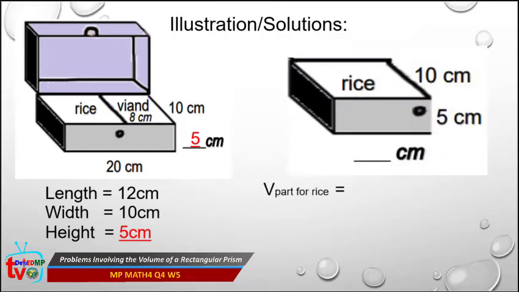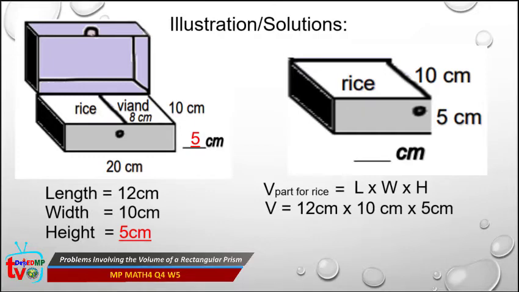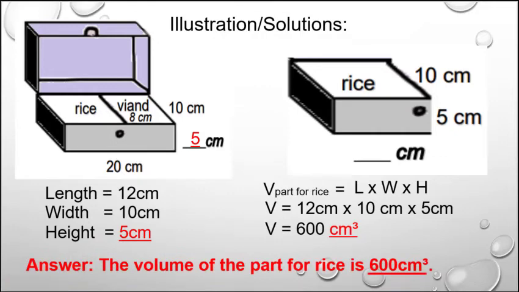Volume for part for rice. Length times width times height. Volume is equal to 12 centimeters times 10 centimeters times 5 centimeters. Volume is equal to 600 cubic centimeters. Final answer, the volume of the part for rice is 600 cubic centimeters.